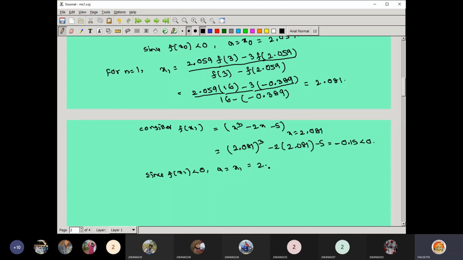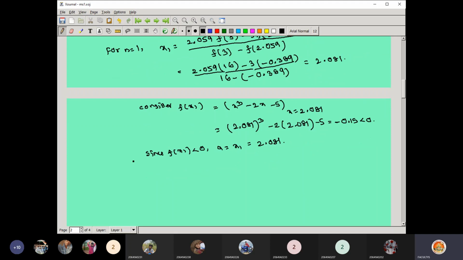So x1 ante manam find out chesindi 2.081. So after getting the new a value, now again you are going to the next approximate root. So for n equal to 2, I am just writing x2 equal to, you should write a into, that means 2.081 into f of b, there is no change in the b value 3, minus b into f of a value 2.081. Overall it is divided by f of b minus f of a 2.081.